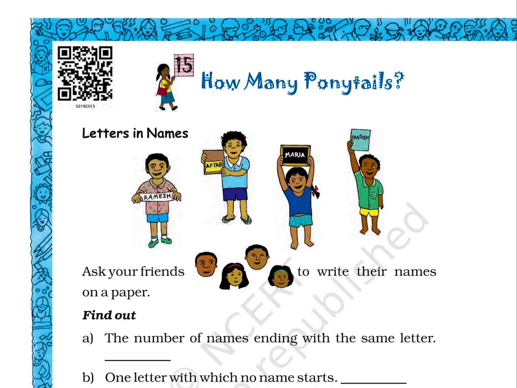CIET NCERT presents Audiobook of Mathematics for Class 2 entitled MATHMAGIC 2. This is Chapter 15, How Many Ponytails? From page 124 to 128.